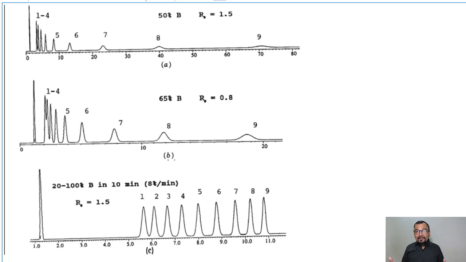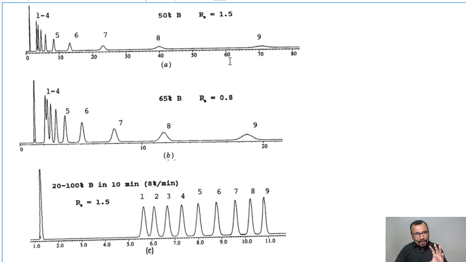It is because of what? Having the mobile phase as per your requirement. The initial mobile phase is weaker, and then you start building the strength of the mobile phase by increasing the proportion of the organic solvent. As the mobile phase becomes stronger and stronger, you will be able to elute the highly retained compounds like compound 8 and compound 9, which otherwise would have eluted at 40 minutes and 70 minutes with 50% A and 50% B. I am talking about the first chromatogram.